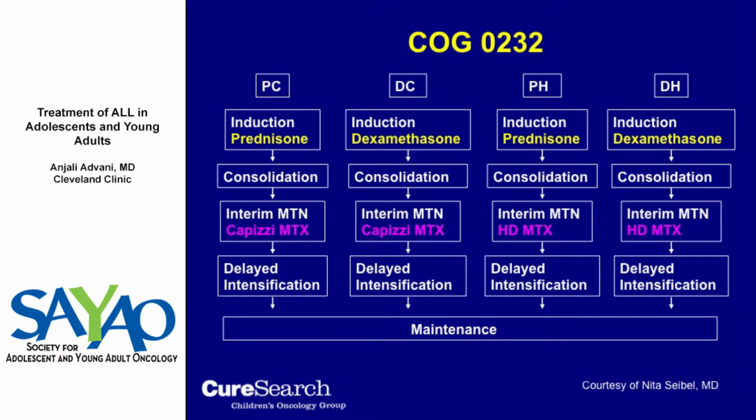And so initially, actually, we had chosen the DC arm with dexamethasone, but right as we were getting ready to open the study, we received the data from the CCG trial showing that there was an increased risk of avascular necrosis in the older children. And so because of that, the trial was then subsequently amended to the PC arm.